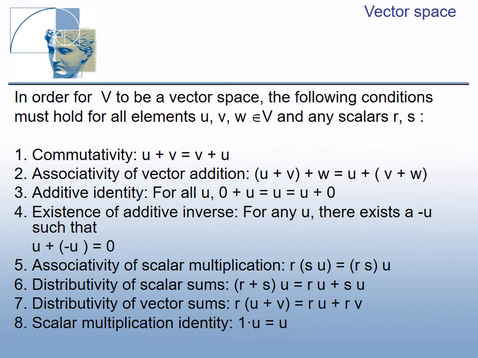In order for a set V to be a vector space, the following conditions must hold for all its elements u, v, w, and any scalars, as shown. Some of these properties of vector space will be useful for you when you start doing your practical assignments, and it's better to recall them now.